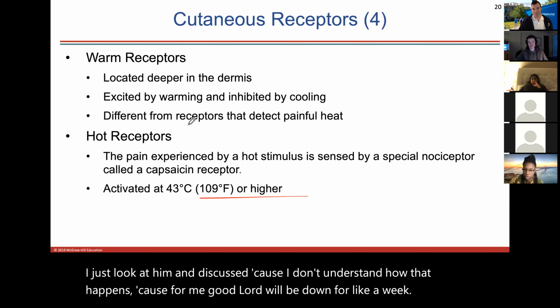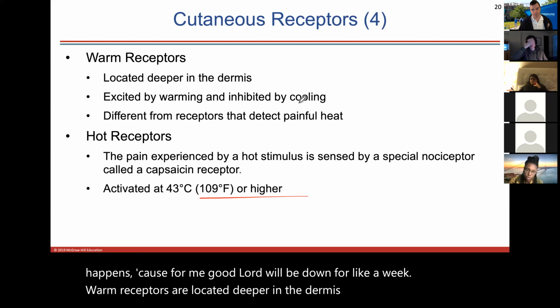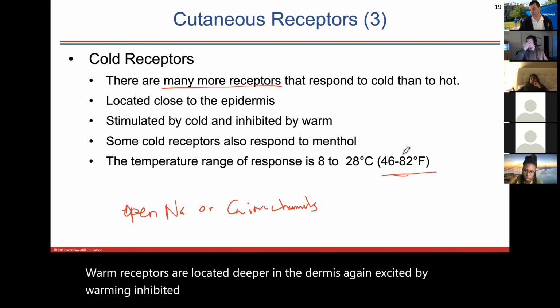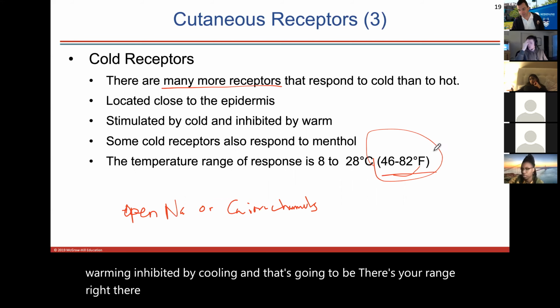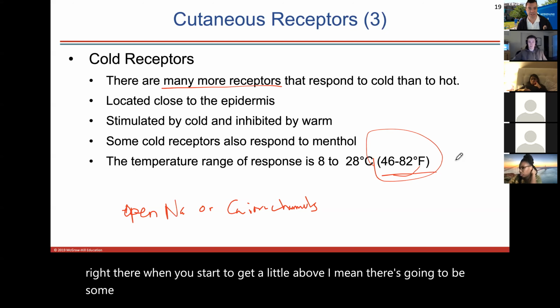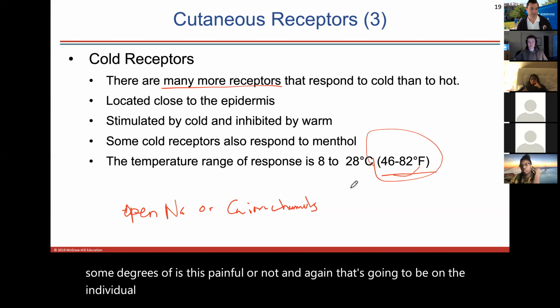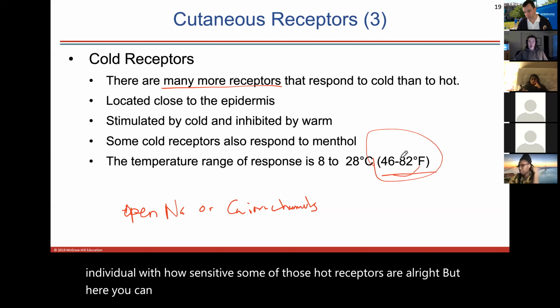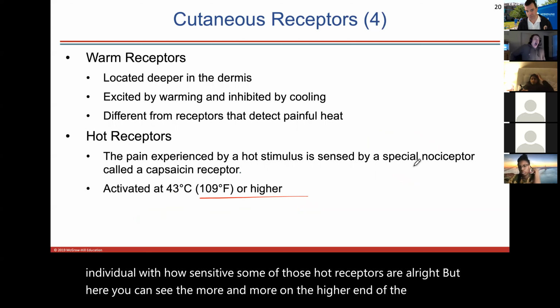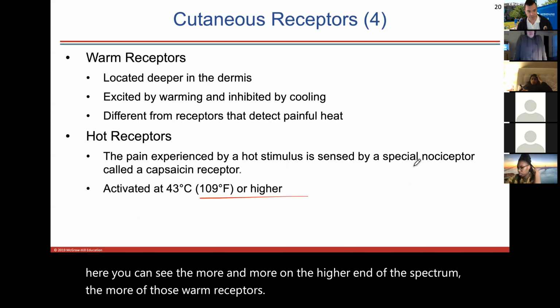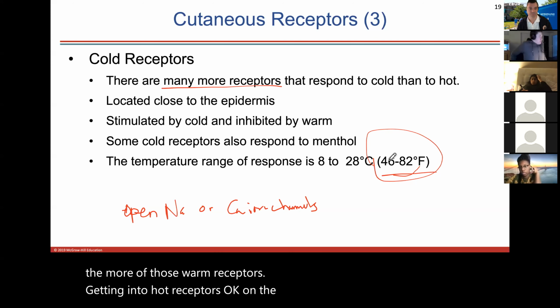Warm receptors are located deeper in the dermis. Again, excited by warming, inhibited by cooling, and there's your range right there. When you start to get a little above, there's going to be some degree of, is this painful or not? And that's going to depend on the individual, how sensitive some of those hot receptors are. But here you can see the more you go toward the higher end of the spectrum, the more of those warm receptors getting into hot receptors. On the lower end of that spectrum, obviously all cold receptors are going to be involved.